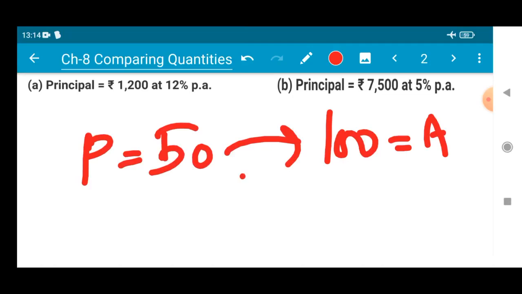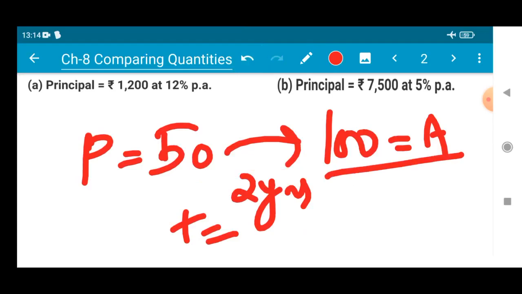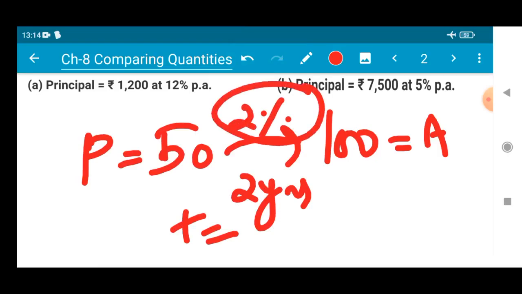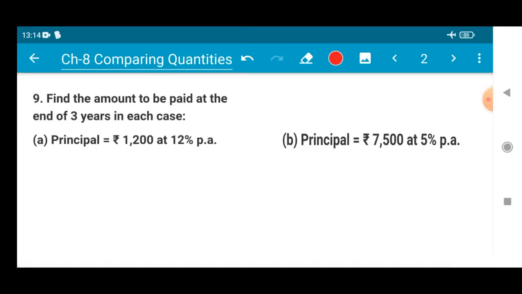Suppose you have to pay after 2 years. What is this? Time, right? After time 2 years you are paying 100 rupees. Okay, and at what percentage? Suppose it is 2%. This is the rate which you have to pay when you are paying the amount. That means what we have to deal with? We have to deal with the principal, rate and the time here, and we have to find the amount.